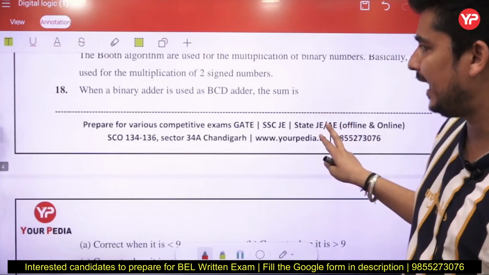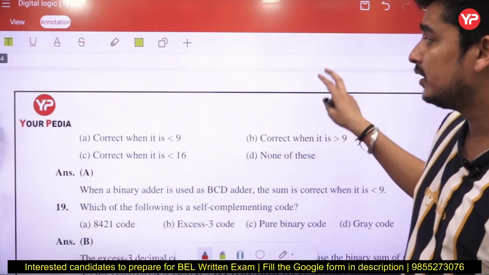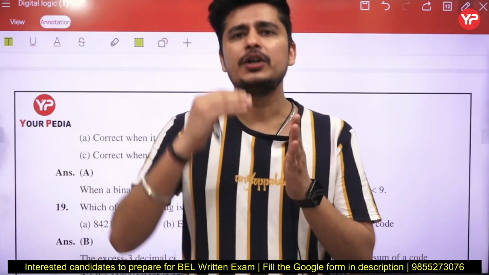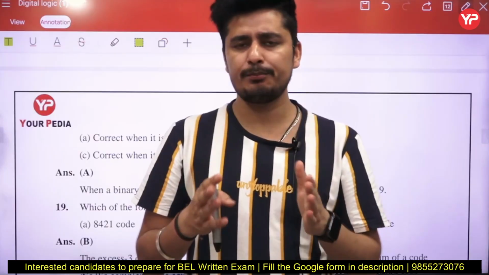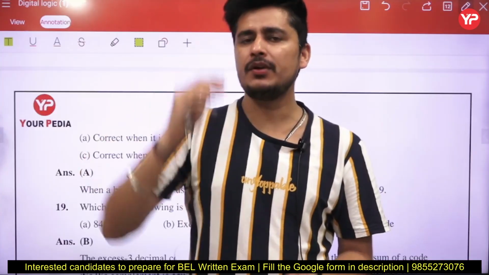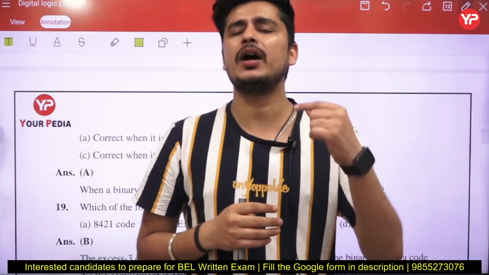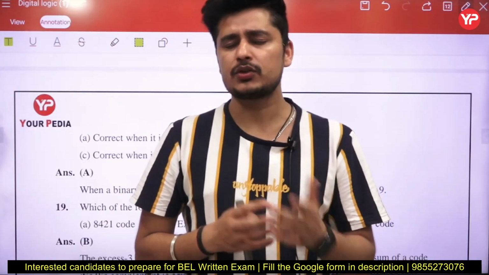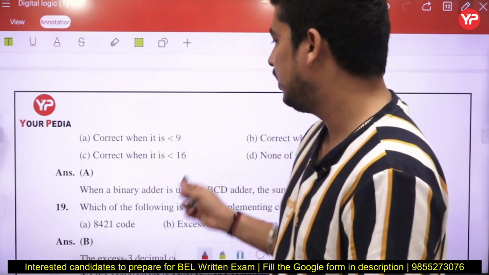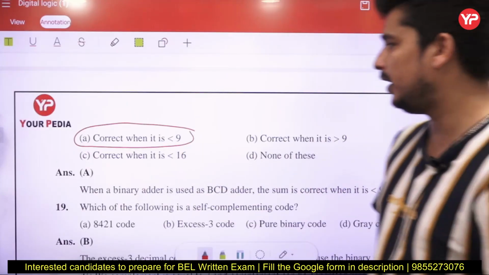You should know these things, right? When binary adder is used as a BCD adder, the sum is... See, if you are adding two binary numbers using BCD addition, in BCD addition we can only represent from 0 to 9. We can't represent 10, 11, 12, 13, 14. If you want to represent 10, 11, 12, 13, 14, then you have to add 6 in the result. So if you are adding two numbers and you want a correct result, the result should be less than 9. If it is greater than 9, then you have to add plus 6 on that one, right? So answer will be A.